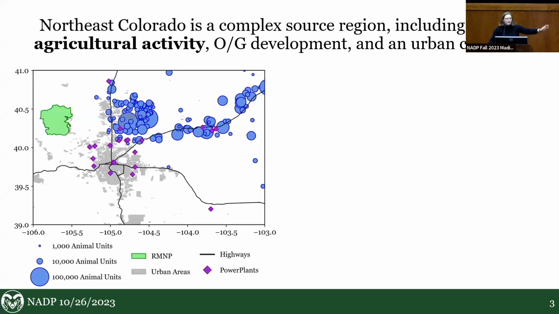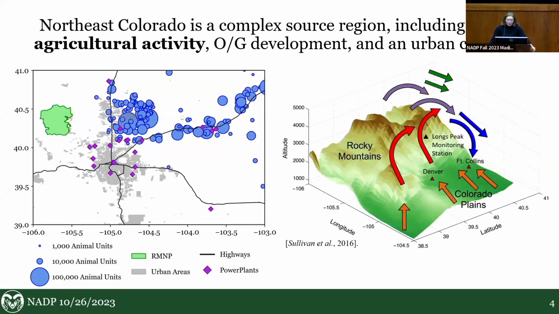But to orient us in this much smaller region than the last talk, talking about the whole continental US, we're in Northeast Colorado. That green is Rocky Mountain National Park. Our measurement site is on the far east side of the park. And there was some great setup about ammonia emissions from cattle. What we see in this region of Northeast Colorado is pretty heavy agricultural activity and large ammonia emissions.